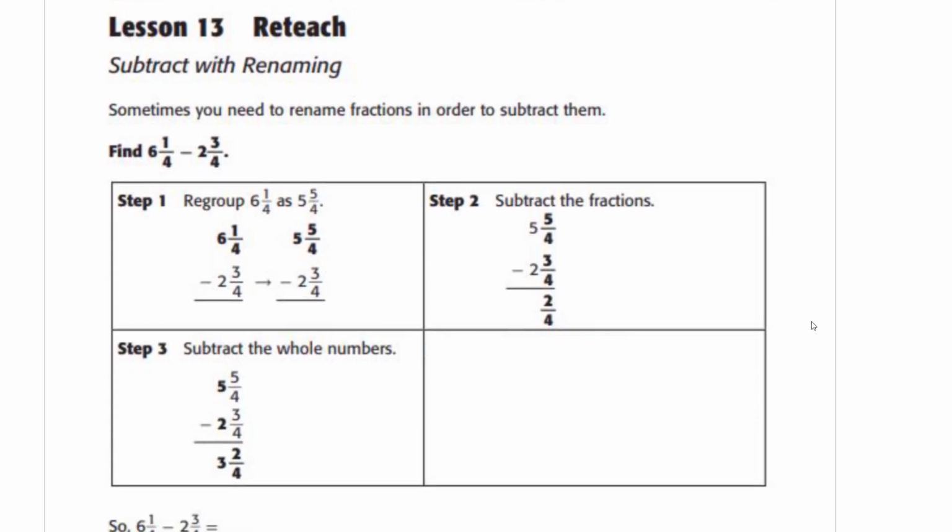All right. And now, down for lesson 13, subtracting with renaming. So, yeah, we are probably going to do some regrouping here. Since step 1 says regroup, I guess we are. We have 6 1/4 minus 2 3/4. So it looks like what they did is they jumped ahead. I don't like that one bit because they did not explain that. I don't like it at all. So I would like to go and take this one right here.